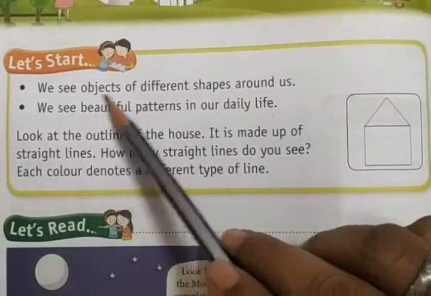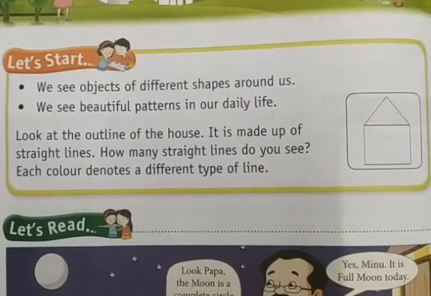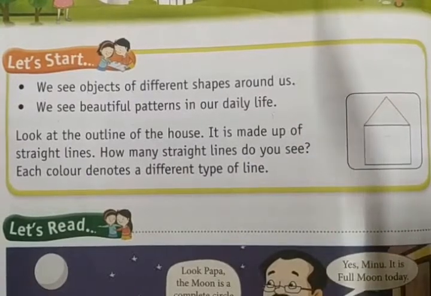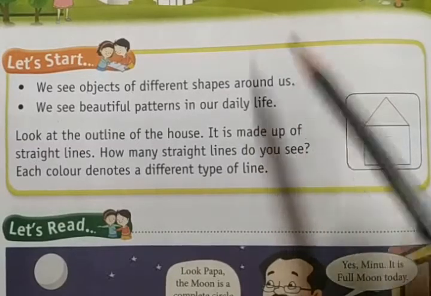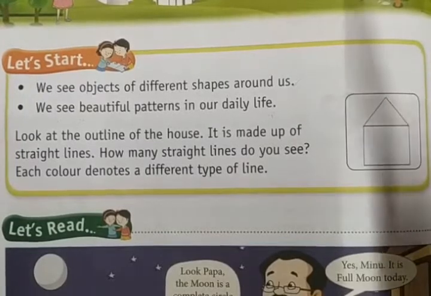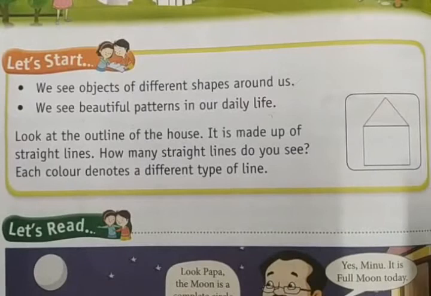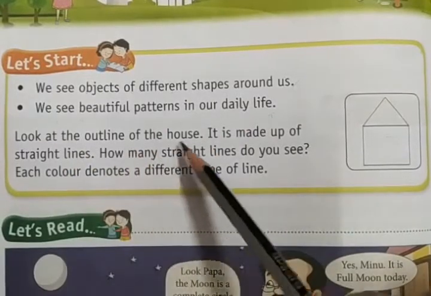We are going to see different shapes like circular, triangular, rectangular, square, oval, and cylindrical shapes in our daily life. And in our daily life we are going to see patterns too. Patterns means like stripes of blue, red, white, or yellow, red, or triangles of red and yellow, blue and yellow, like this. They are called patterns.